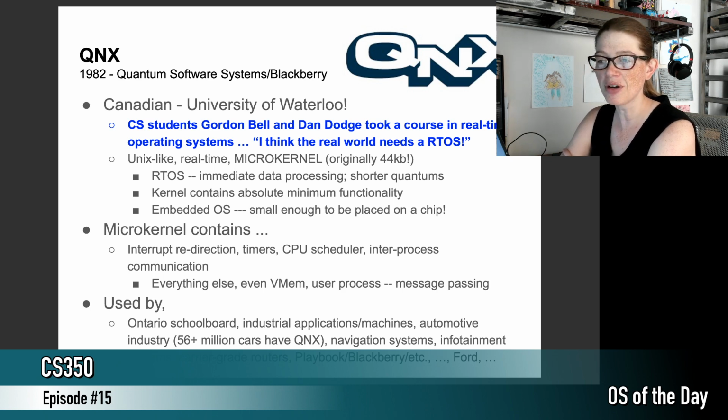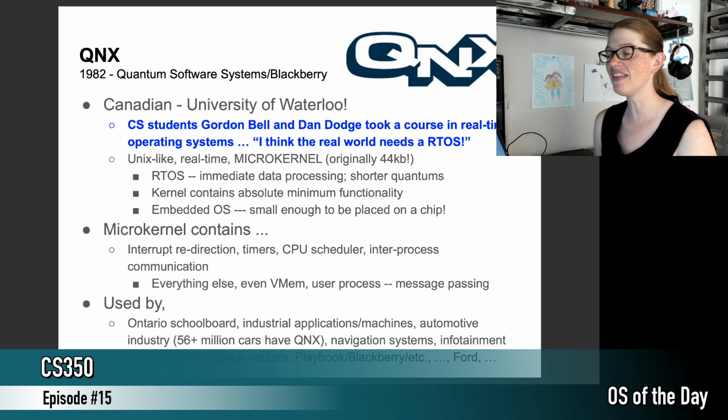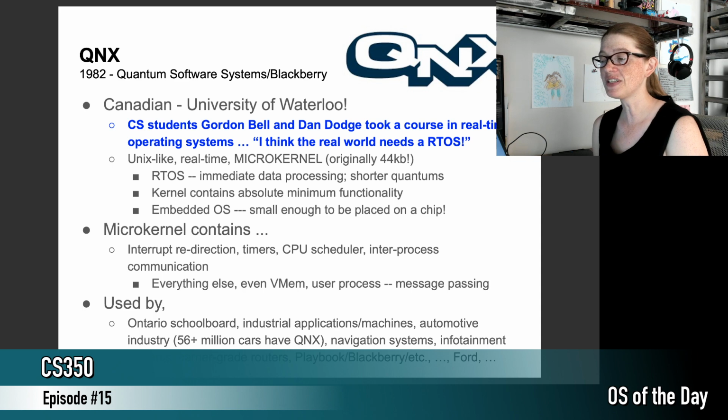Now, this is a Unix-like operating system. It is real-time, which means that there are stricter guarantees on how much time it takes for the operating system to respond to events and so on. And it's also a microkernel operating system. What that means is the bare minimum of things are going to be in the kernel itself, and most things are actually going to be user processes. In particular, this microkernel OS contains only interrupt redirection. You'll notice it didn't say handling, interrupt redirection. It contains timers, a CPU scheduler, and inter-process communication. Everything else at the time was achieved through things like message passing.